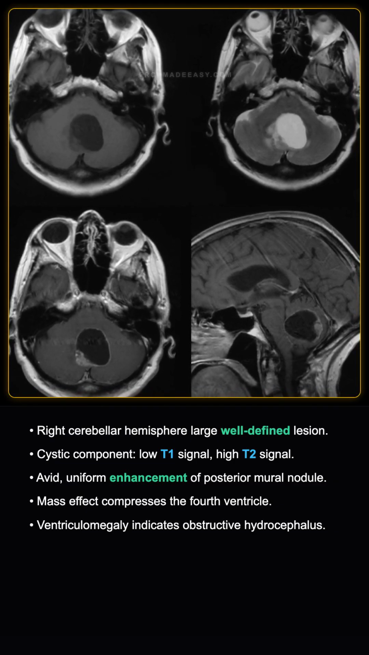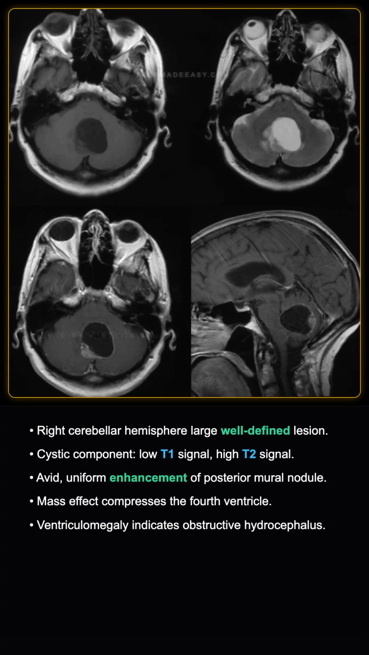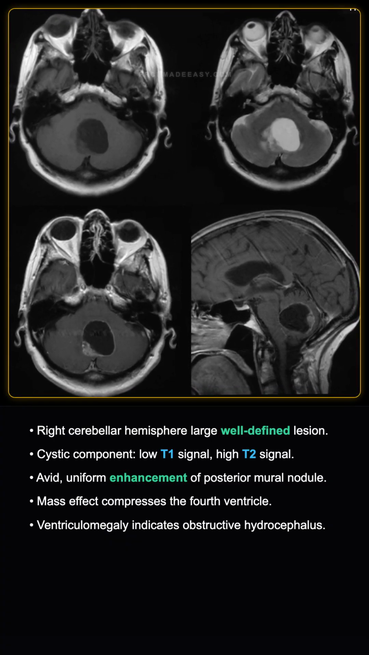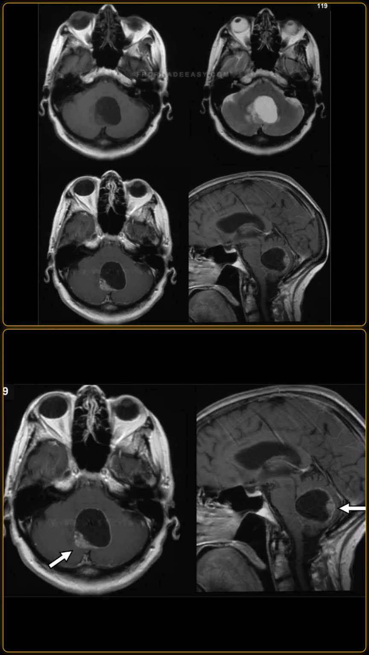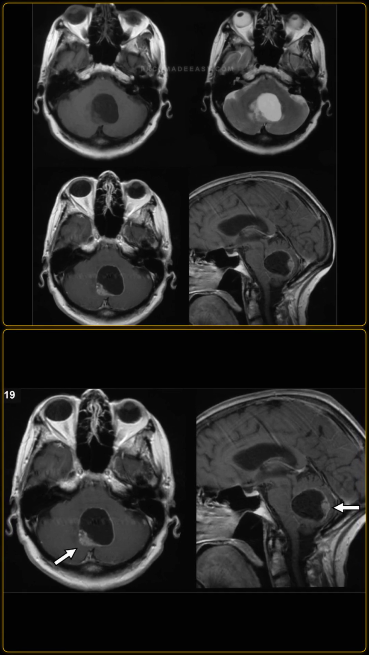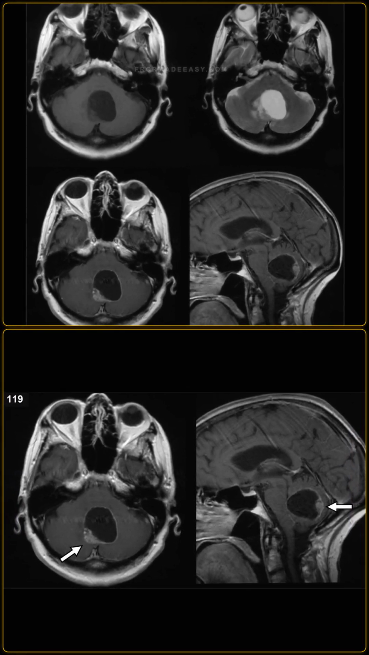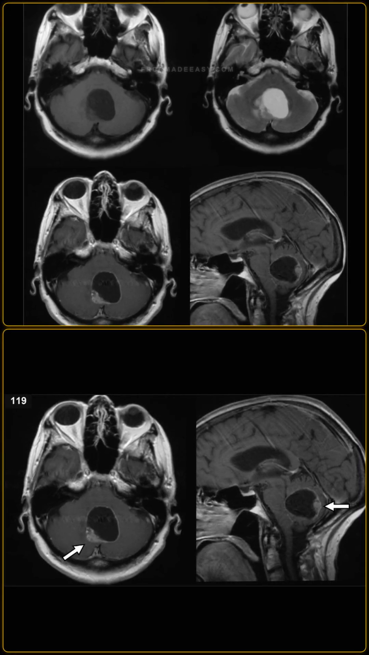The MR images demonstrate a large, well-defined lesion located in the right cerebellar hemisphere. This lesion is predominantly cystic in nature, appearing low signal on T1 and high signal on T2 weighted images. Following intravenous gadolinium administration, there is faint enhancement of the thin cyst wall and intense, uniform enhancement of a solid peripheral nodule located along the posterior aspect of the cyst.